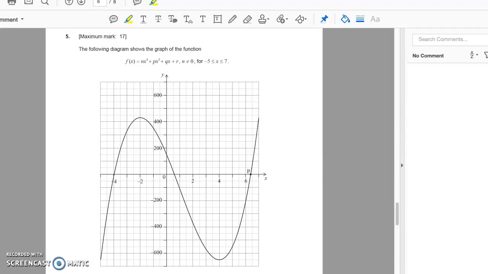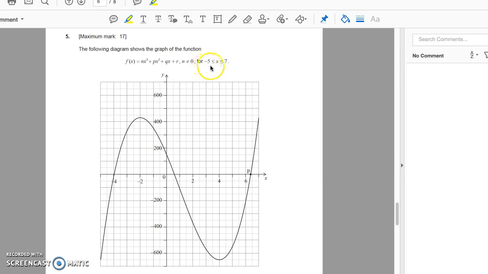Math Studies, paper 2 from November 15, question 5. It's about functions and derivatives. The following diagram shows the graph of the function f of x. I have a cubic, a quadratic, a linear, and a constant term, but I don't know the values n, p, q, and r, so the coefficients are variables, are unknown.